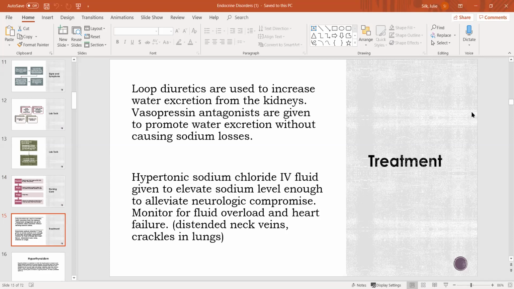So remember with diabetes insipidus, we did desmopressin, which was a synthetic form of vasopressin. So now we want to give something that's going to be an antagonist for that. We don't want it to work like we did with that. So this medicine is going to promote water excretion without causing sodium losses because we already have a problem with that.